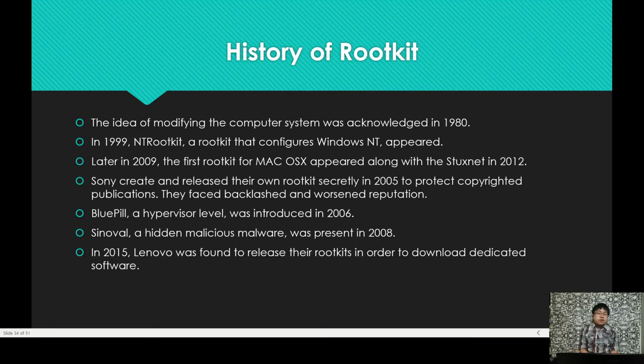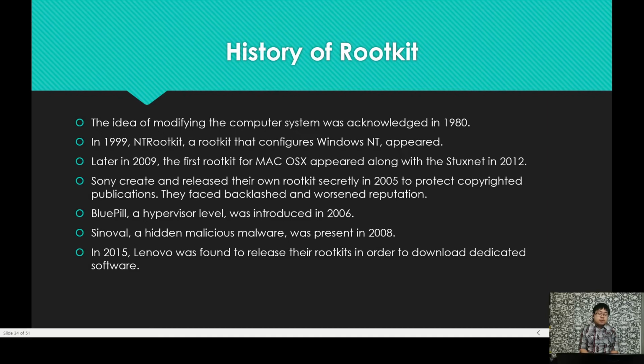History of rootkit. The idea of modifying the computer system was acknowledged in 1980. In 1999, NT rootkit, a rootkit that configured Windows NT, appeared. Later in 2009, the first rootkit for Mac OS X appeared, along with Stuxnet in 2012. Sony created and released their own rootkit secretly in 2005 to protect copyrighted publications. They faced backlash and a worsened reputation.